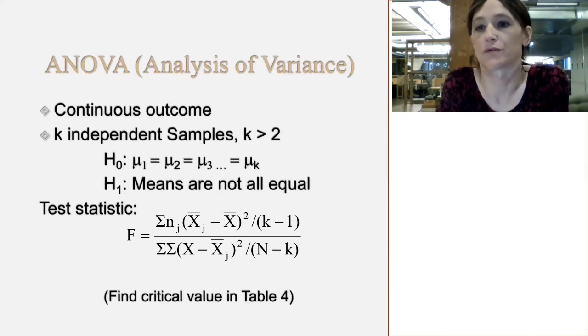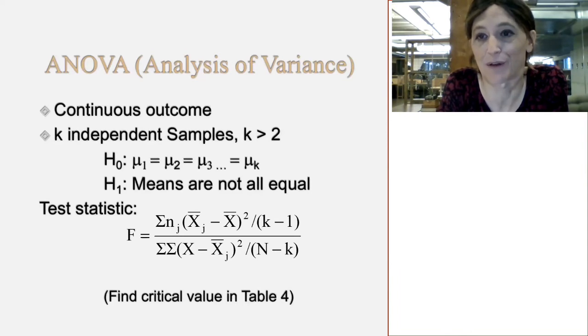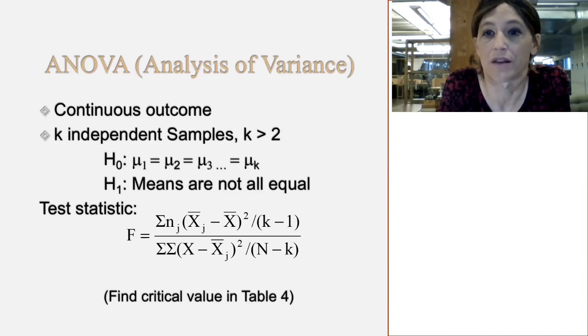ANOVA is used when we have 3 groups. Okay, this example, we only had 2 groups. And this test is actually quite a bit different in terms of the mathematics behind it. However, the underlying principles and the concept of ANOVA is very similar to a t-test.